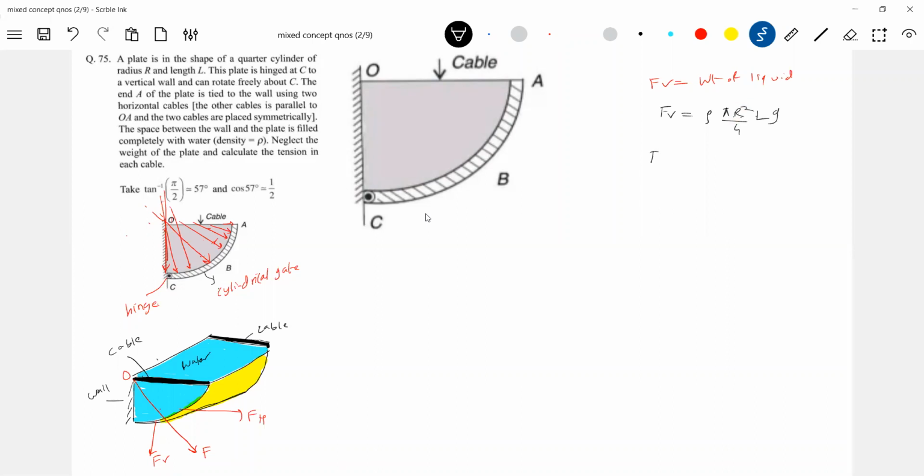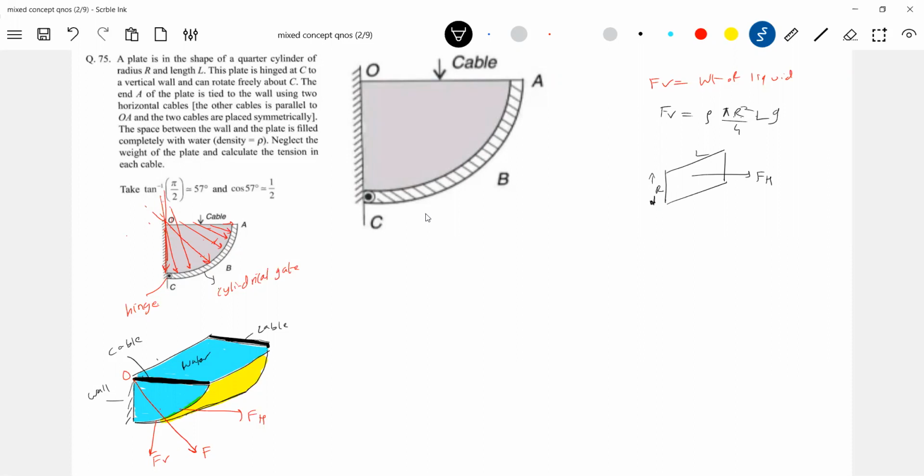What about the horizontal force? Shall we go for effective area? Effective area, how much will it be? It will become like a wall, of height R. Only R, sorry, it is R. Yeah, a quarter cylinder, no? What is the total horizontal force acting on it?